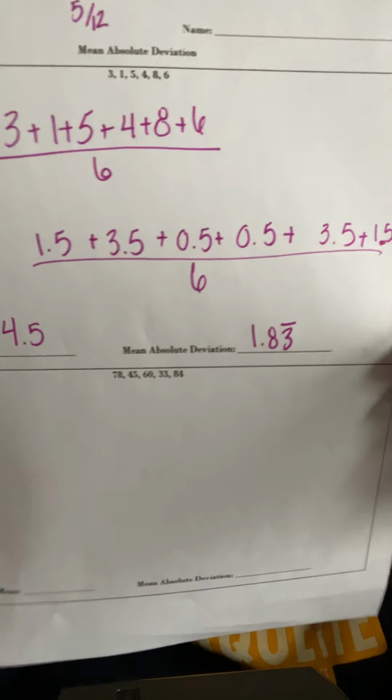All right, let's practice this again on the next one. First find the mean, so add them up. 78 plus 45 plus 60 plus 33 plus 84. There are 5 numbers here, so I'm going to divide that by 5. I get 60, so my mean is 60.